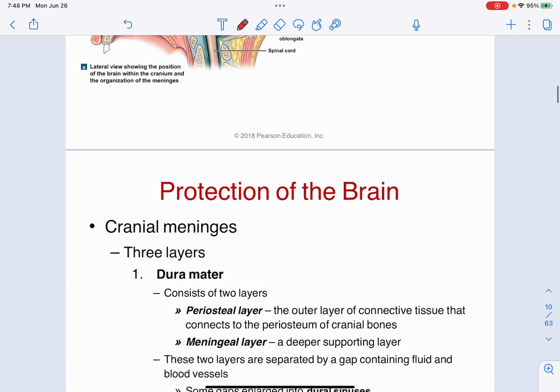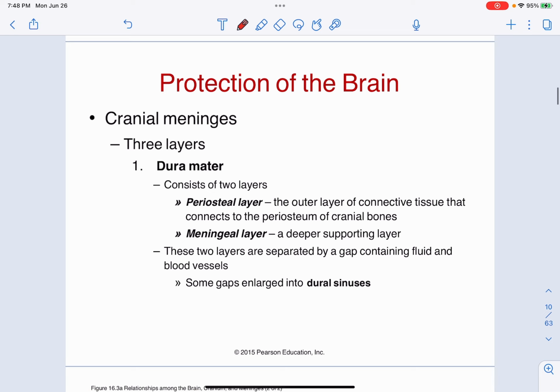All right, let's take a closer look at where and why we get that split of the dura mater. The dura mater in certain places is going to have two layers to it. It's going to have a periosteal layer, which is a layer that is connecting to the periosteum, which is how it got its name. So that's the periosteum of the cranial bones. And below that, there's going to be a meningeal layer. This is a deeper supporting layer. And in the middle of those, there is going to be blood that is flowing through there.